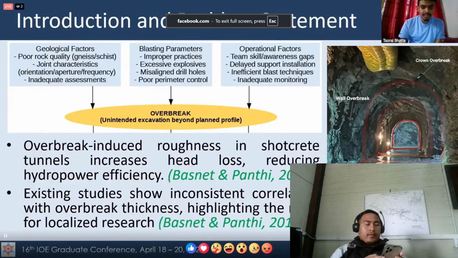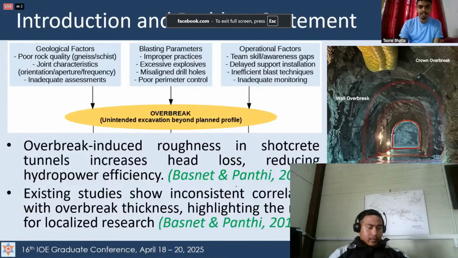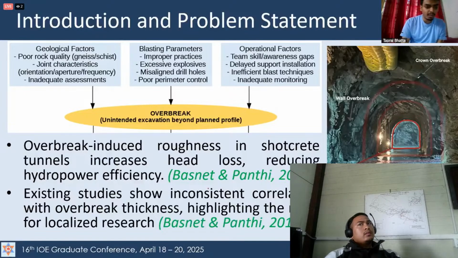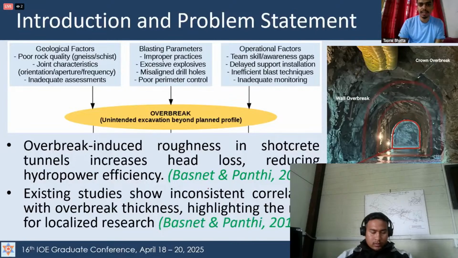Bosnet and Panthi did extensive research on overbreak, and they found that roughness in shotcrete lined tunnels is the main cause of head loss, reducing hydropower efficiency. Similarly, they found an inconsistent correlation of overbreak with geological factors and blasting parameters. So there is a high degree of uncertainty as observed by them, and there is a need for a localized study to obtain how much overbreak can occur in a particular tunnel excavation.